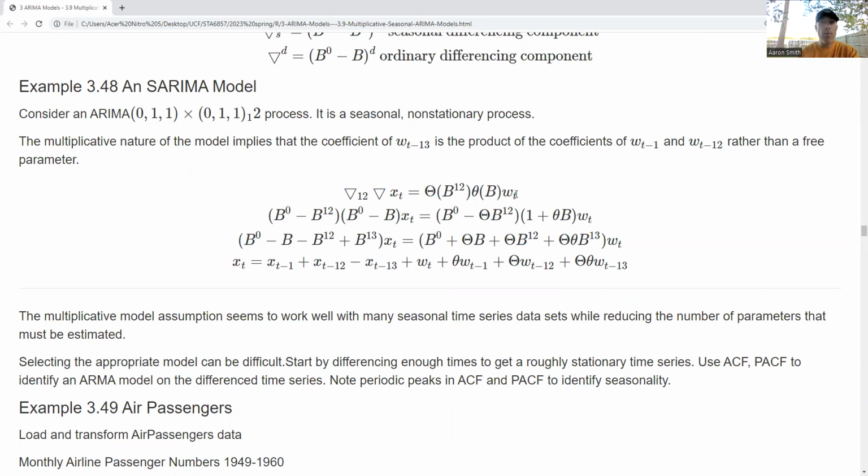All right, so now I'm going to rewrite the differencing as a polynomial on the backshift operator. And I'll write out the moving average portion as a polynomial on the backshift operator.